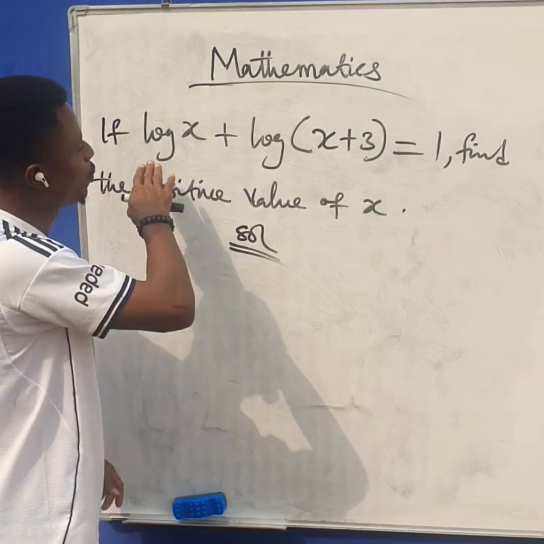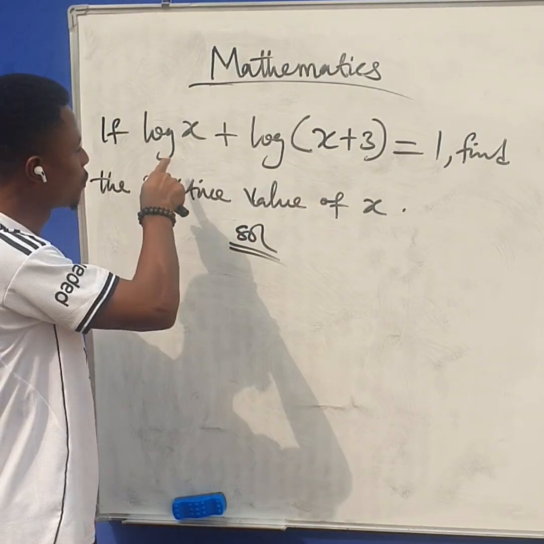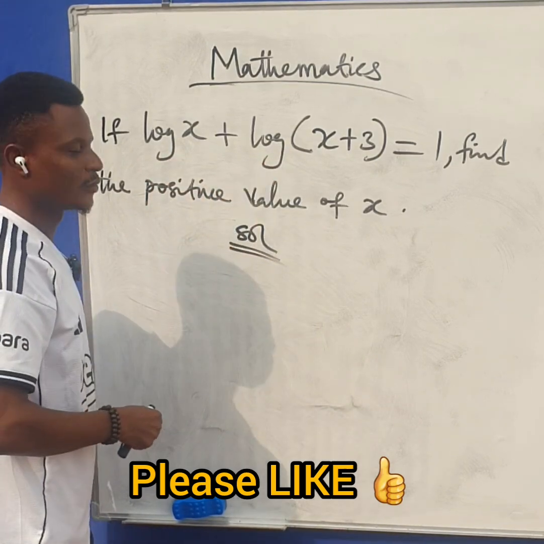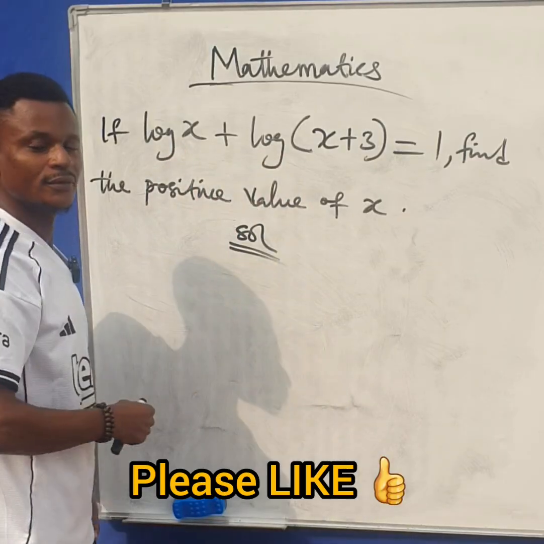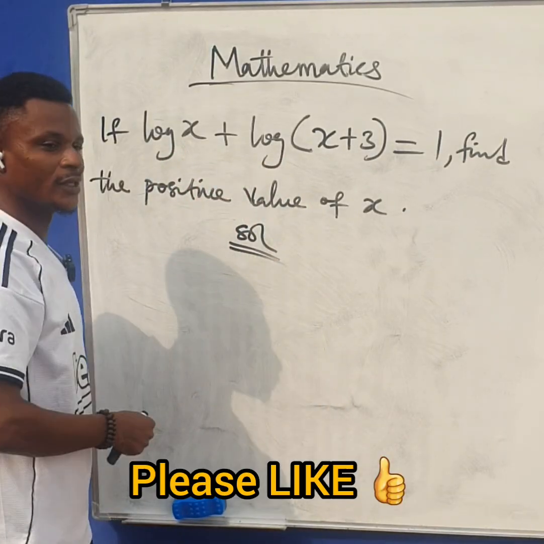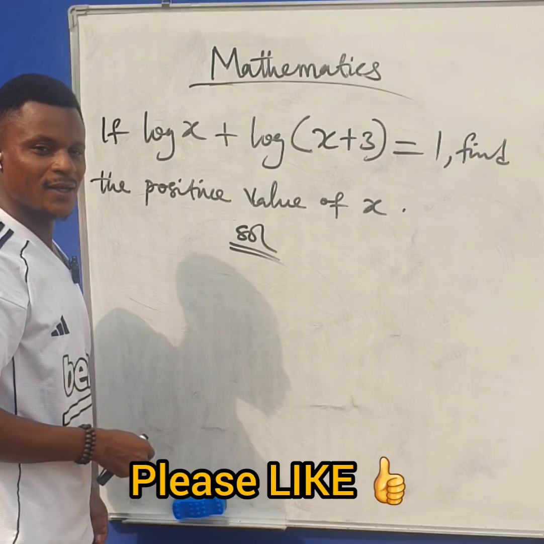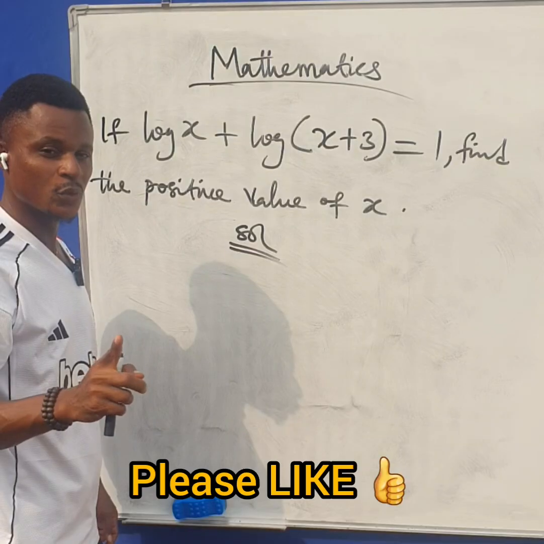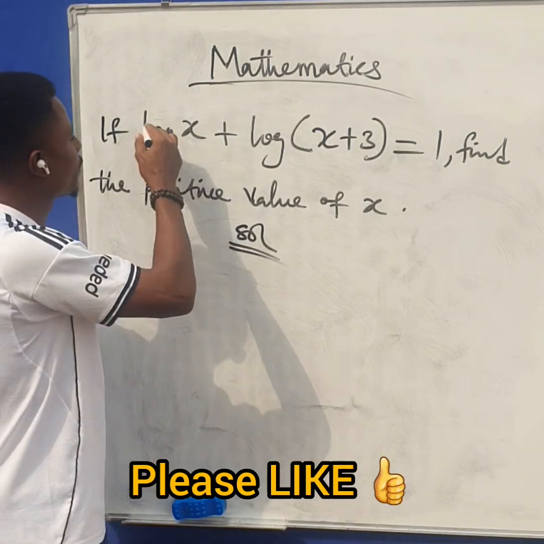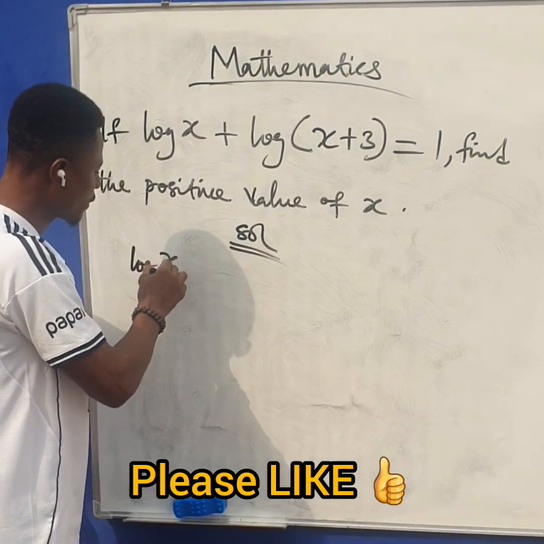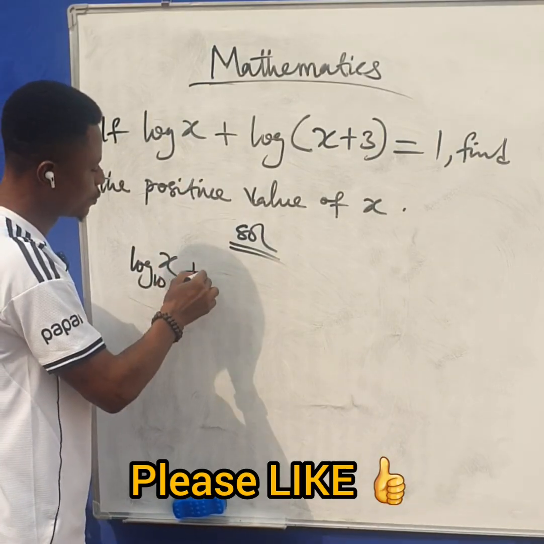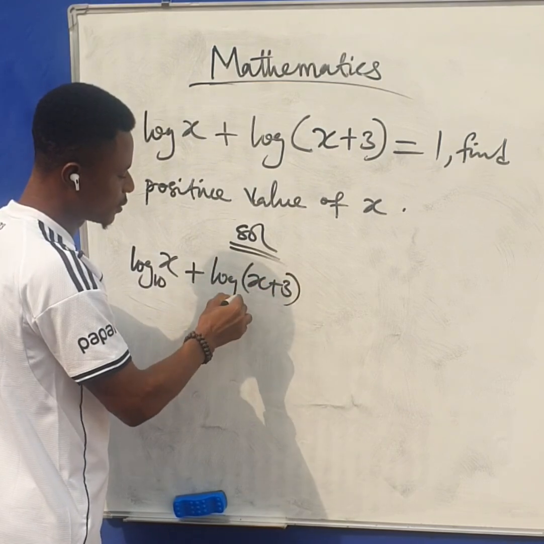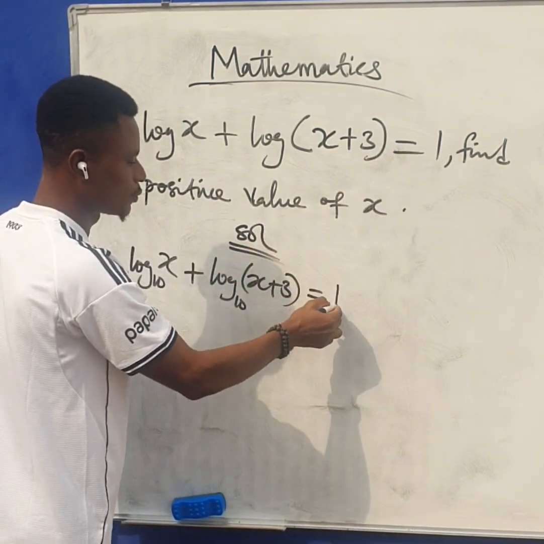Now, if you look at the question very well, if you look at the logs, you notice that there is no visible base here. Because we cannot see any base, it means that the base is 10. Anytime a logarithm does not have a base, it means that the base is 10. Take note of that. It's very important. So that means we can write this as log x in base 10 plus log (x plus 3) in base 10 equal to 1.